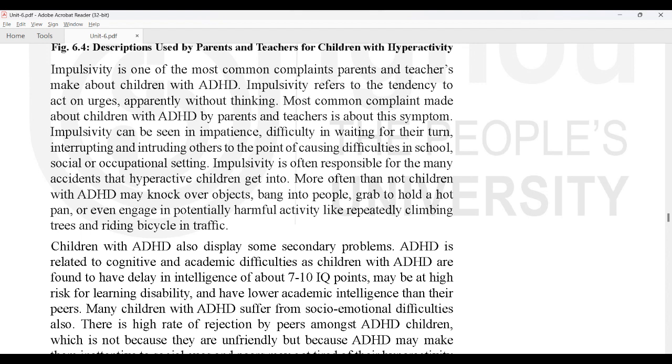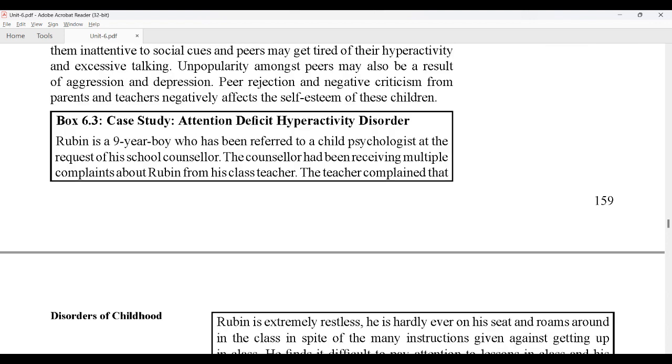There is high rate of rejection by peers amongst ADHD children, which is not because they are unfriendly but because ADHD may make them inattentive to social cues, and peers may get tired of their hyperactivity and excessive talking. Unpopularity amongst peers may also be a result of aggression and depression. Peer rejection and negative criticism from parents and teachers negatively affects the self-esteem of these children.